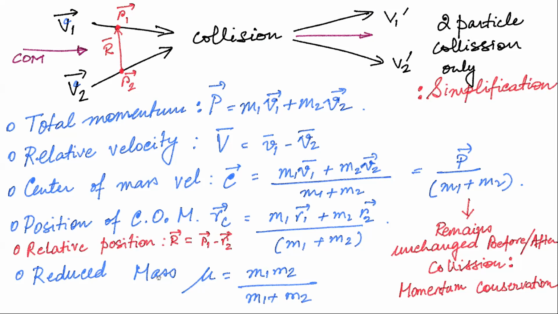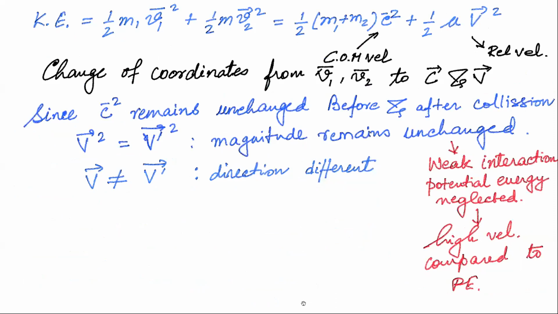And one can define the so-called reduced mass, which you must have seen in classical mechanics, as m1 m2 upon m1 plus m2. So why did we define so many quantities? The reason is you'll see soon. We are going to calculate the velocities in a frame where the observer is moving with the center of mass of the two particles.